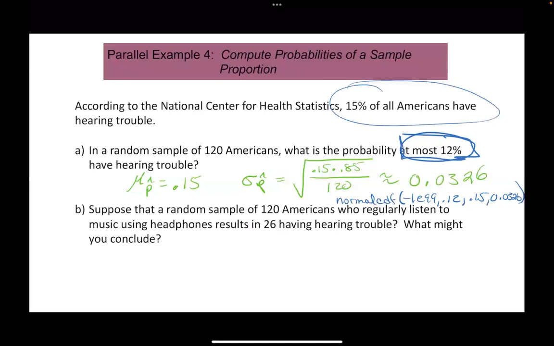I got my probability was approximately 0.1787, and I ran out of room. Oh, I lost the one. There we go. Good thing it was a one that was easy to put in there.